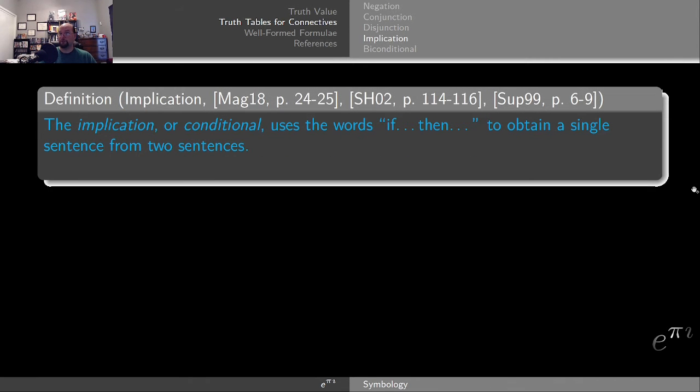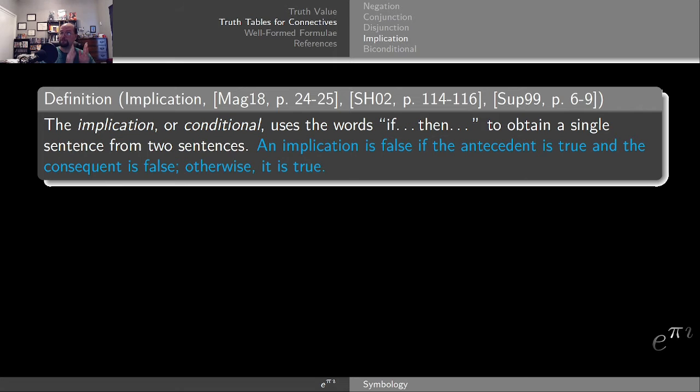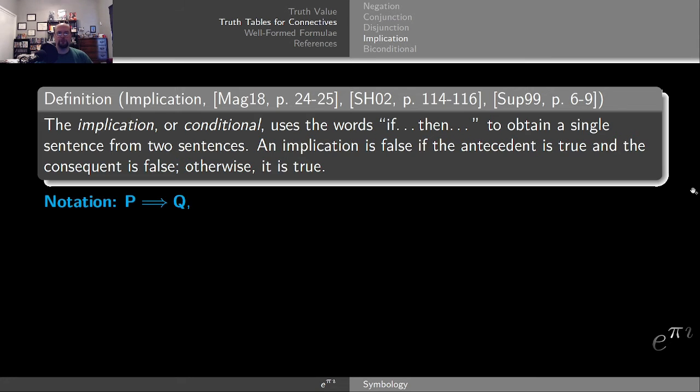Next, let's consider the implication. The implication, or conditional, uses the words if, then to obtain a single sentence from two sentences. The implication is false if the antecedent is true and the consequent is false. Otherwise, the implication is regarded as true. So, in notation, we write it this way. P implies Q, P is the hypothesis, Q is the conclusion, and the implication is written with this boldface arrow. However, this is not the only font of arrow that is used. Here's another arrow that is used also. Both of these are accepted notation, though I have a bit of a preference for the first one.